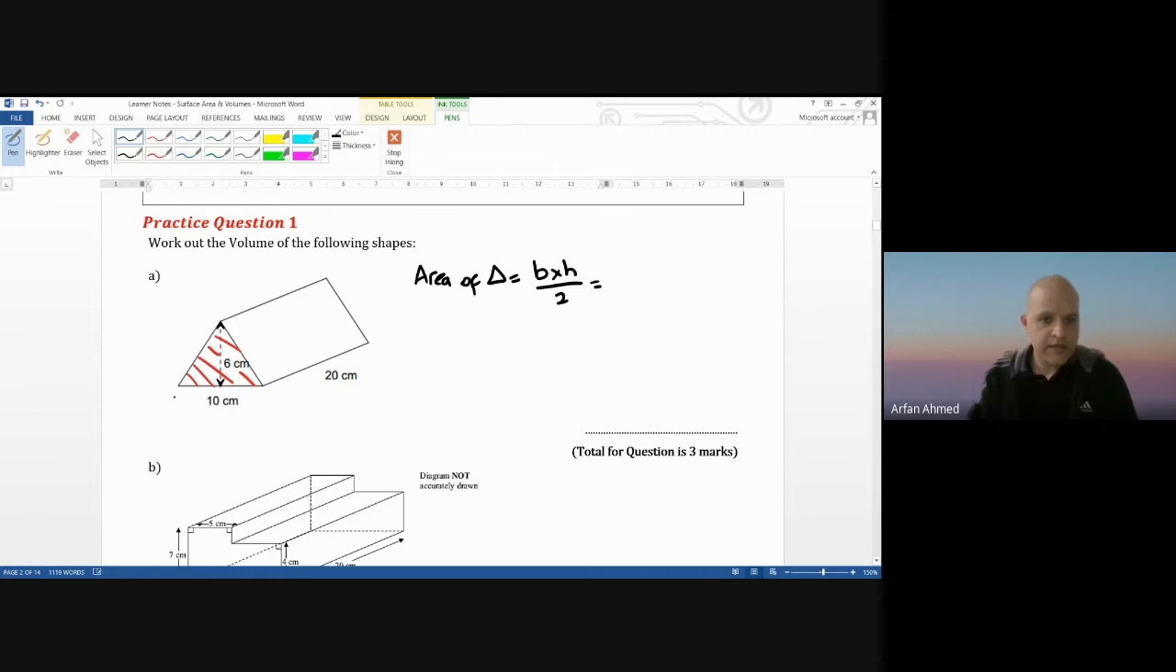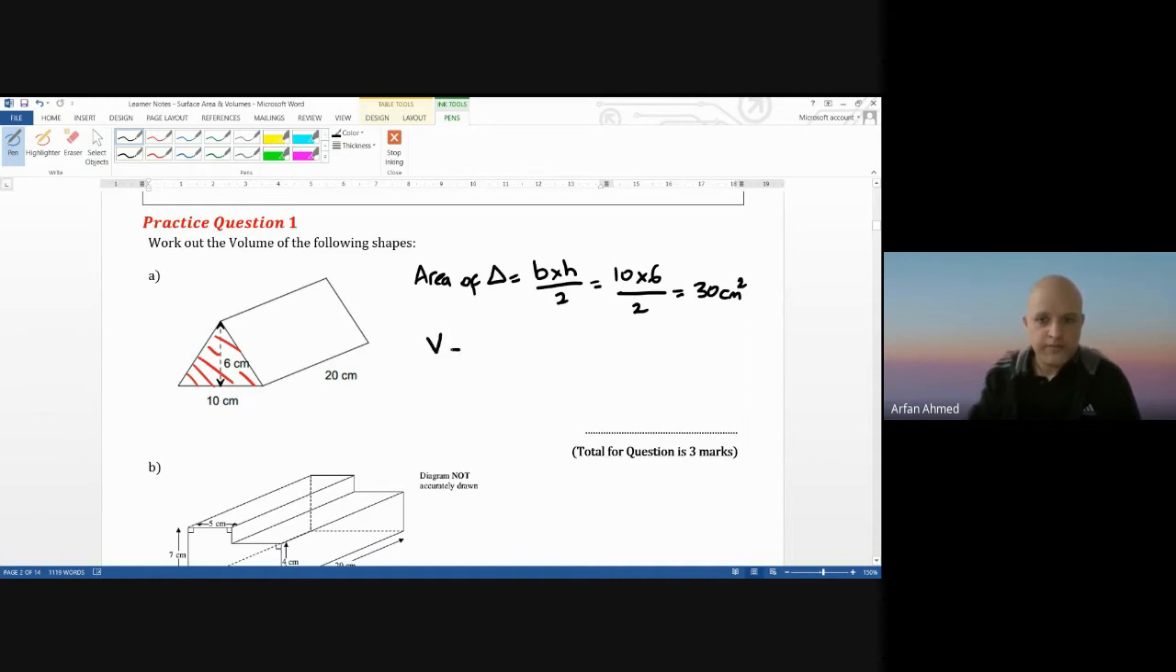So the base is 10. Height of the triangle is 6. And we halve it. So that's going to be 30. That's going to be centimeters squared. Yep, so that's the area of the cross-section done.